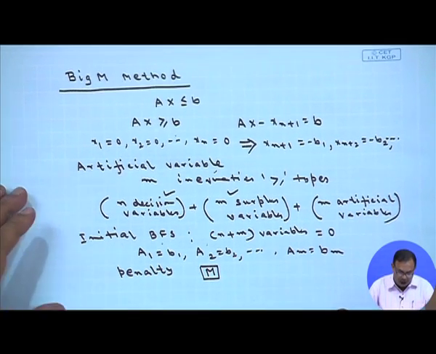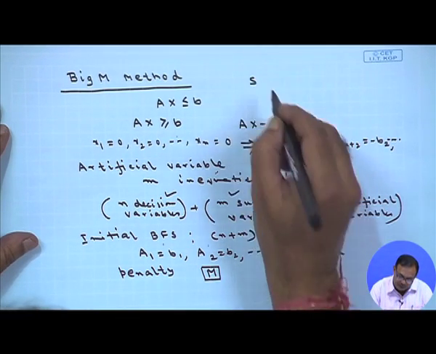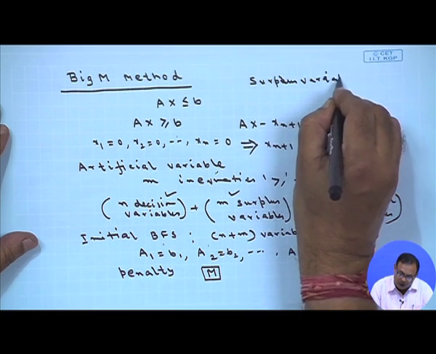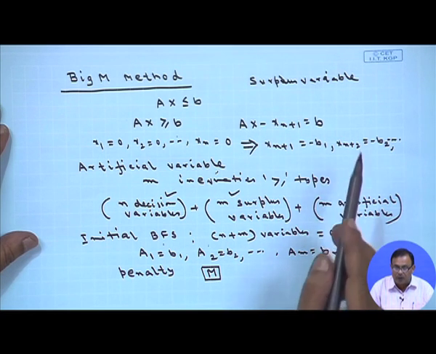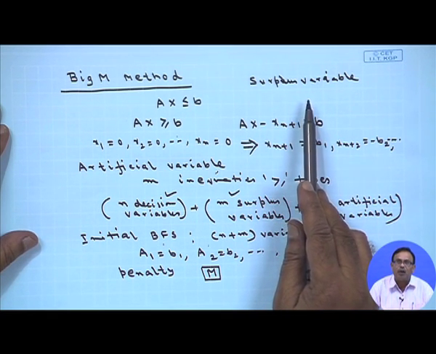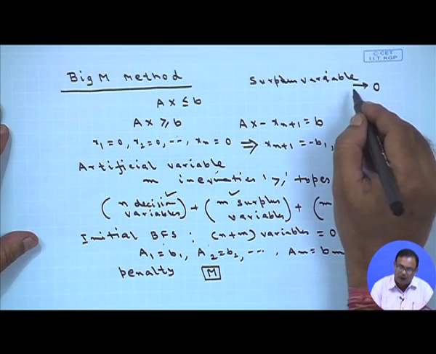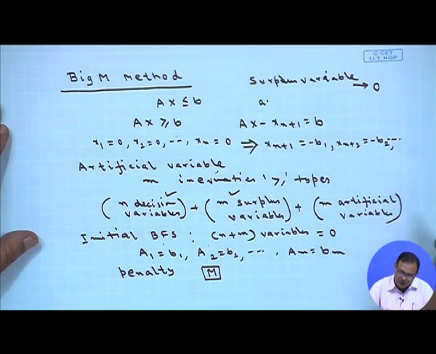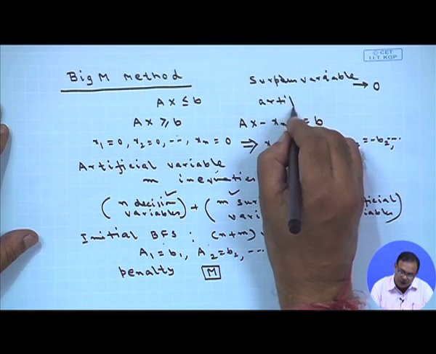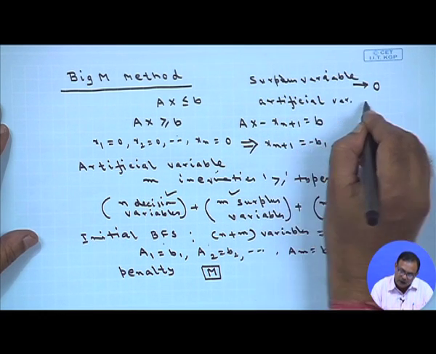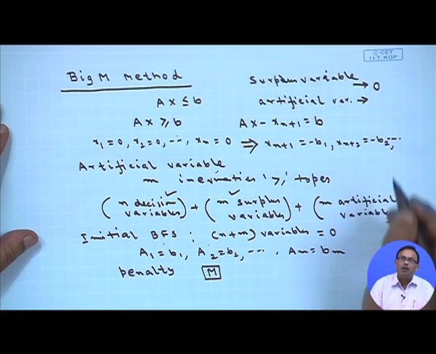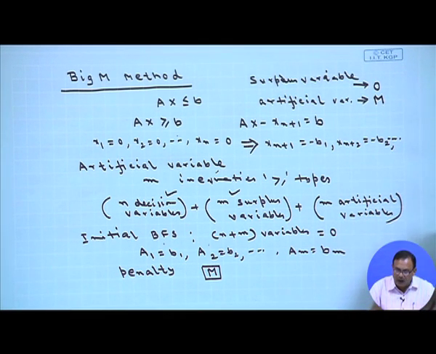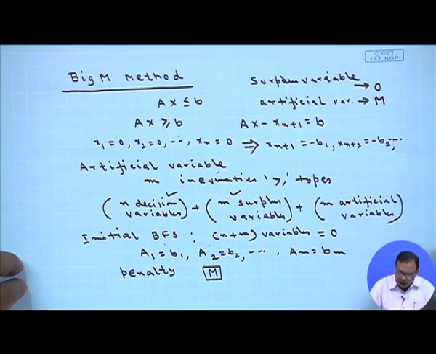So, please note here that for a surplus variable, the coefficient of the surplus variable in the cost function will be 0, whereas if you have an artificial variable, in that case the coefficient we are attaching in the cost function is a very high value, which we are calling capital M. So, how will it look now?